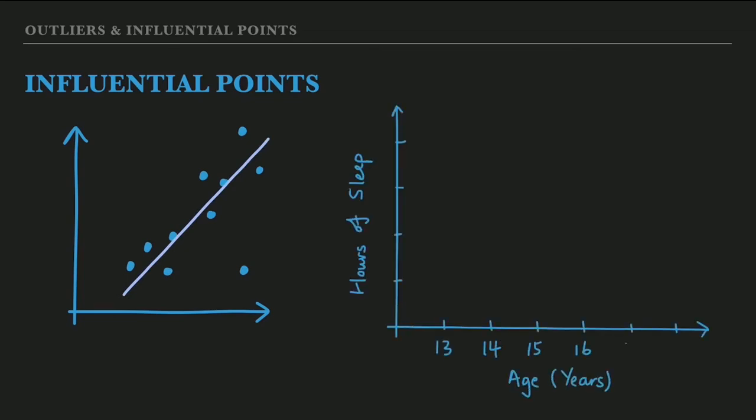Influential points are points whose removal would sharply change the regression line. Intuitively, you might think that all influential points have large residuals, but it is not necessarily that way. Take a look at our examples here.